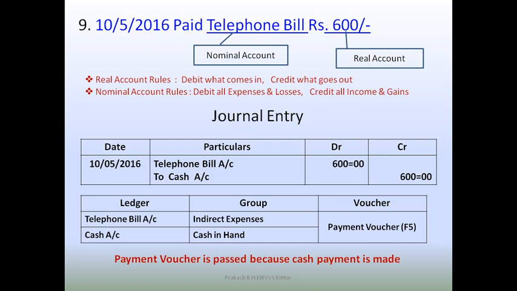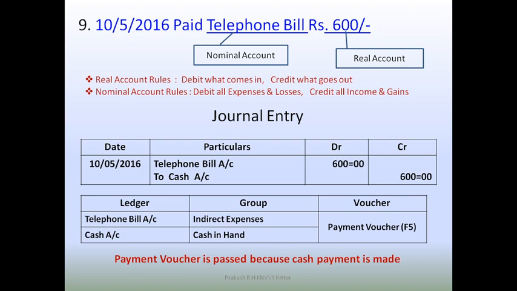And then we have made the cash payment. Cash is a real account. The real account rule says debit what comes in, credit what goes out. Cash goes out from the company, so we have made the payment of cash. Therefore it is on the credit side.